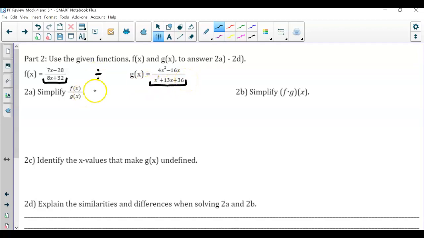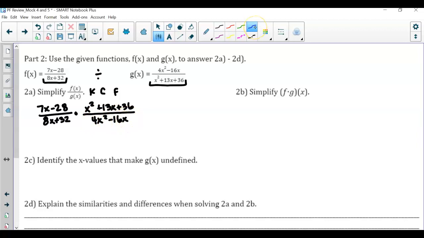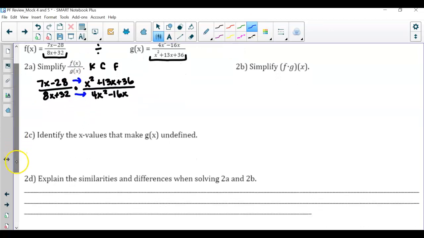Now remember, when dividing, we do need to keep the first fraction, change to multiplication, and flip the second fraction, get the reciprocal. So we're going to keep 7x minus 28 over 8x plus 32. But now we're going to multiply that by what's now going to be in the numerator: x squared plus 13x plus 36 over 4x squared minus 16x. Now remember, when multiplying, we just multiply our numerators across, denominators across. So we just go right into our factoring and then cancel out common factors.